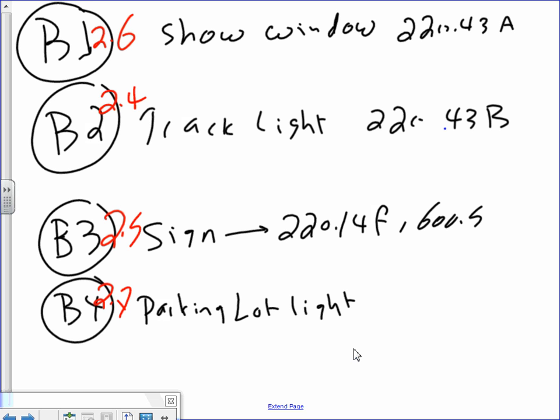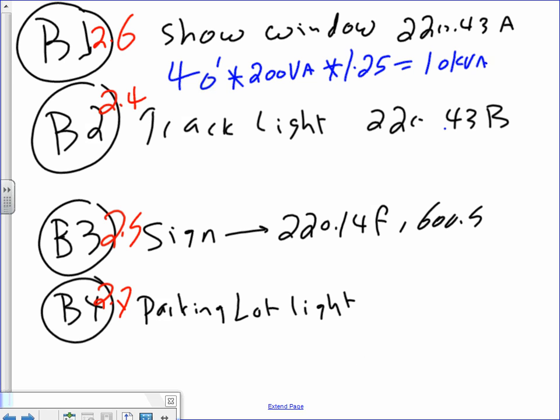Good point. All right, for show windows, if you guys read 220.43, can you agree with me that it says 200 volt amp for every 1 foot? Okay, so how many feet do I have? You guys remember that I have 40 feet multiplied by 200 volt amp from the NEC code book, and since it's light, light is assumed what in a commercial building? Remember the continuous? I'm going to be harassing you with continuous all year. 1.25. And this is what you get: 10 kVA. Okay, so where did the 200 come from?